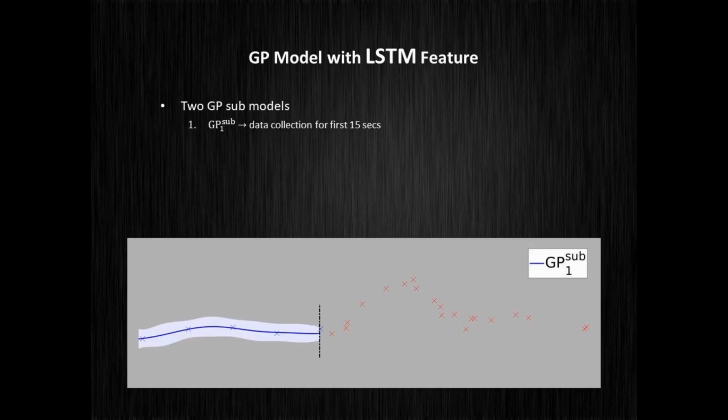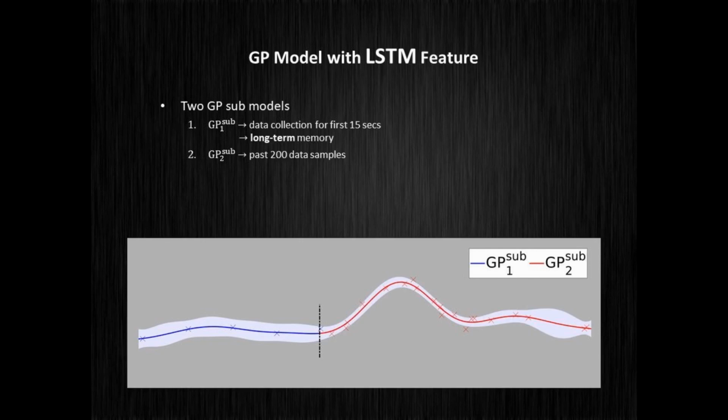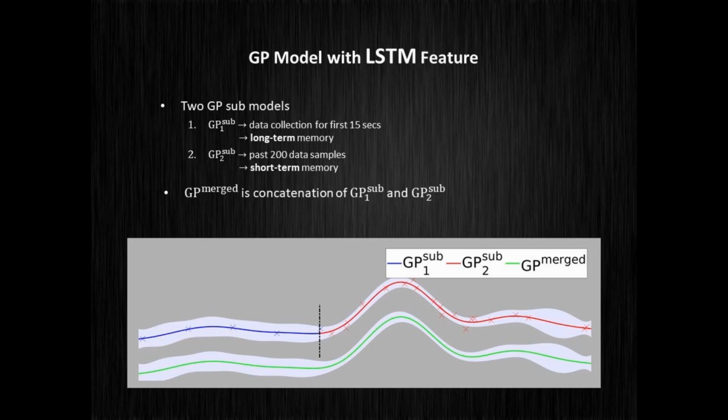Furthermore, the accurate learning ability of the designed GP model is mainly credited to the long short-term memory feature. In a sense, each GP model consists of two sub-GP models. The first sub-GP model is designed with the data collected for the first 15 seconds and thus represents the long-term memory. The second sub-GP model, on the other hand, is designed based on the data collected over a past window with 200 samples. Additionally, this window moves forward in time, thus granting it the short-term memory feature. Finally, the overall GP model is constructed by concatenating the two sub-GP models.